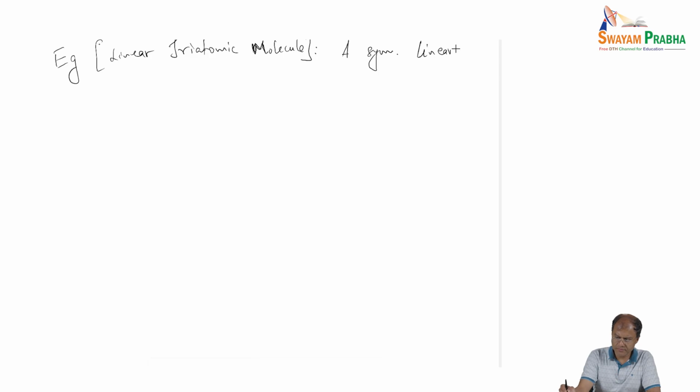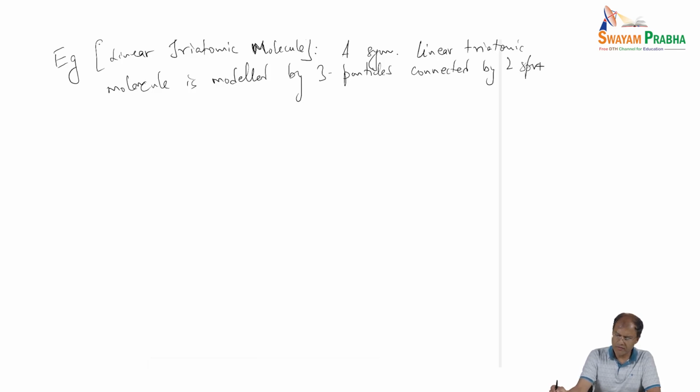We see the problem says we have a symmetric linear triatomic molecule. The triatomic molecule is modeled by three particles which are connected by two springs. Okay, and we want to find the frequencies of the vibration of these molecules.